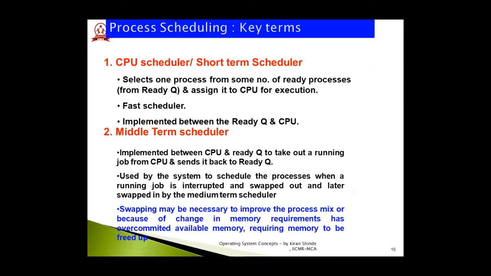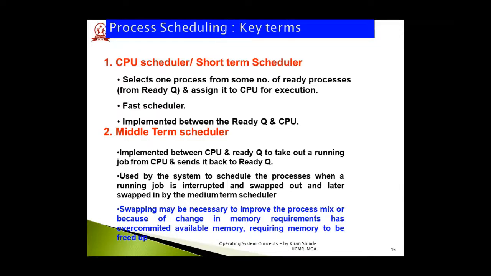What is the role of the short-term scheduler? The short-term scheduler selects one process from the ready queue and assigns it to the CPU for execution. Of course, the work allotted to the short-term scheduler is quite short, so it is faster in processing as compared to the long-term scheduler. It is implemented between the ready queue and the CPU.